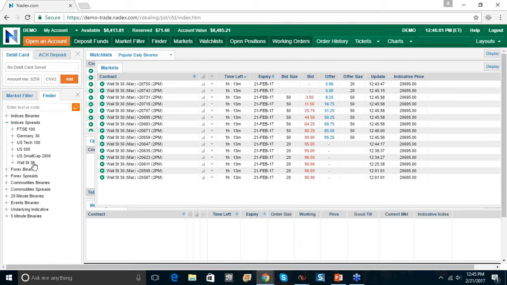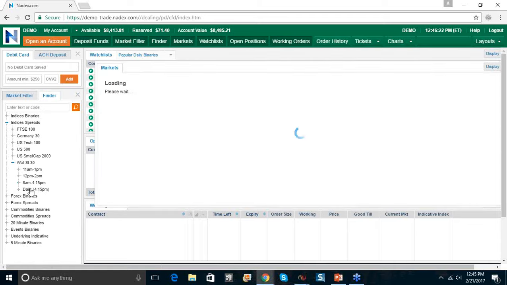Okay, so let's pull up the same thing here on the Wall Street 30. And let's take a look here at some different spreads. You've got 2-hour spreads. We've got some right now that are going from 11 a.m. to 1 p.m. We've got some that are going 12 p.m. to 2. And then you've got the ones that opened up this morning at 8 a.m. to go to 4:15, or your dailies, which would have opened up last night.